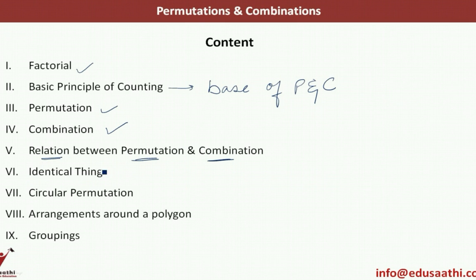Then we'll move on to identical things, like how do you permute or how do you combine different things when you have two or more of the same kind. Then we'll have circular permutations, arrangements around a polygon, and finally we'll end with groupings. So we'll start with factorial.